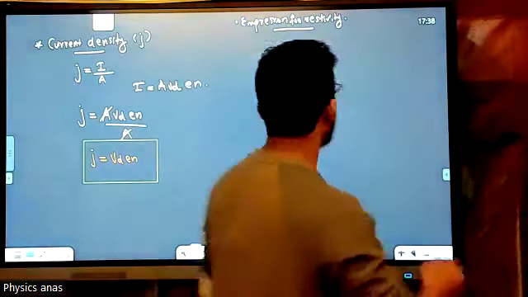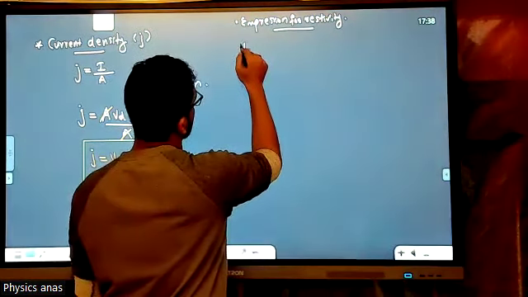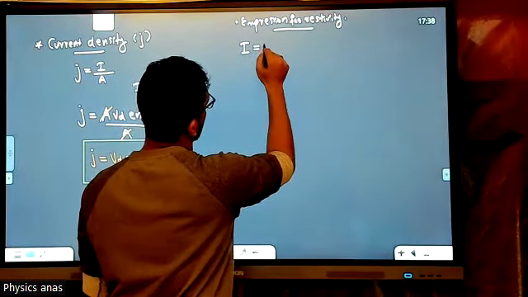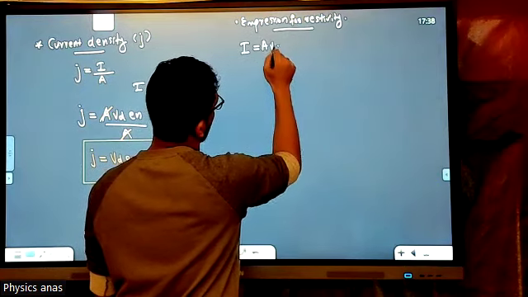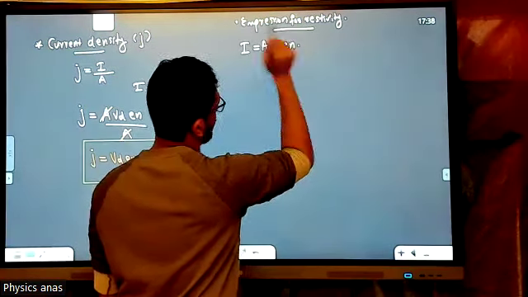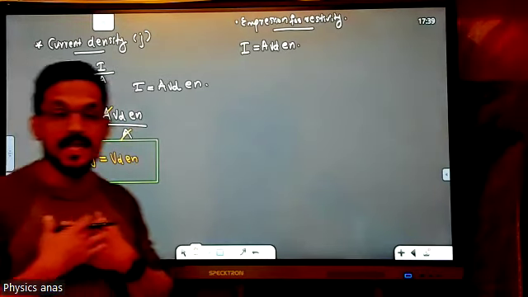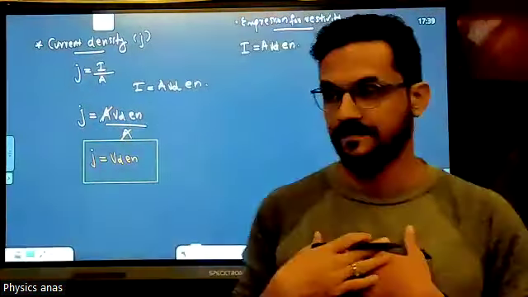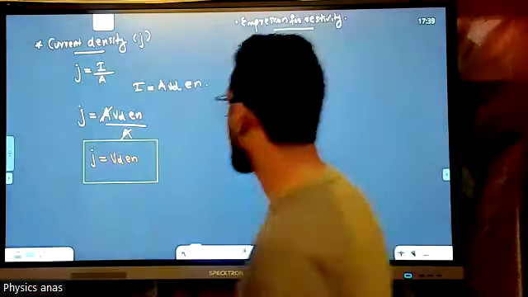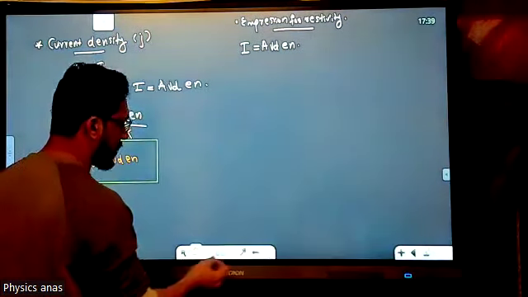We are starting from the equation of current. What is the equation of current in terms of drift velocity? That's I equals A v_d e n. Right? Now we need the equation for resistivity.